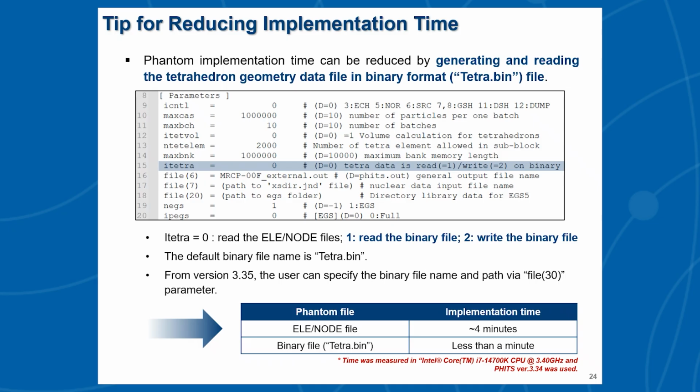If you want to use the phantoms in the binary file, first, you need to set the itetra command to 2. If you run the FETCH code, you can see that the binary file phantom is generated. Then, all you need to do is to set the itetra command to 1. Then, you can see that the simulation begins with short implementation time. The default binary file name is tetra.bin. From version 3.35, you could also specify its name and location via the file.dirty parameter in the parameter section.